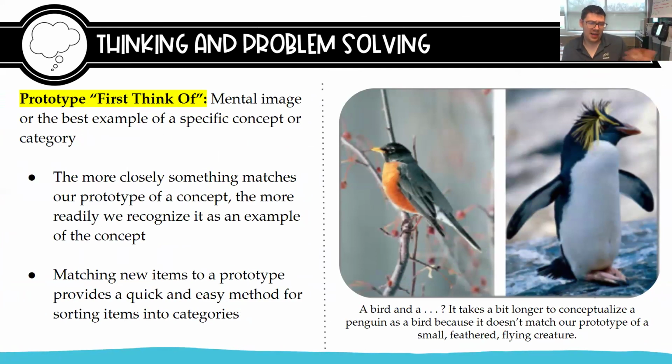So I ask you, tell me about birds, right? What comes to mind? You might say robin, right? And for you, robin is the best example of a bird. And still others might say penguin. And for them, penguin is their prototype. It is their best example of a bird that doesn't really fly very well.